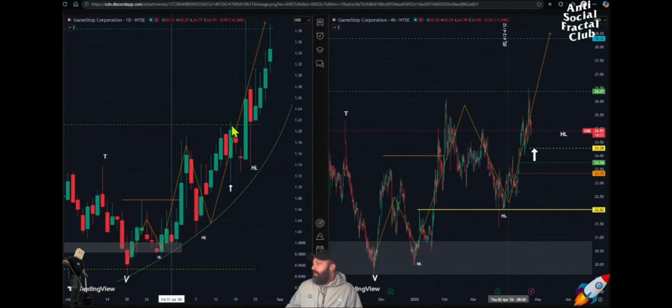So that's what we were looking for. We wanted to see it top out here, pull back to roughly 24.28. This is a fib level of 23.76. Staying above 22 is key.